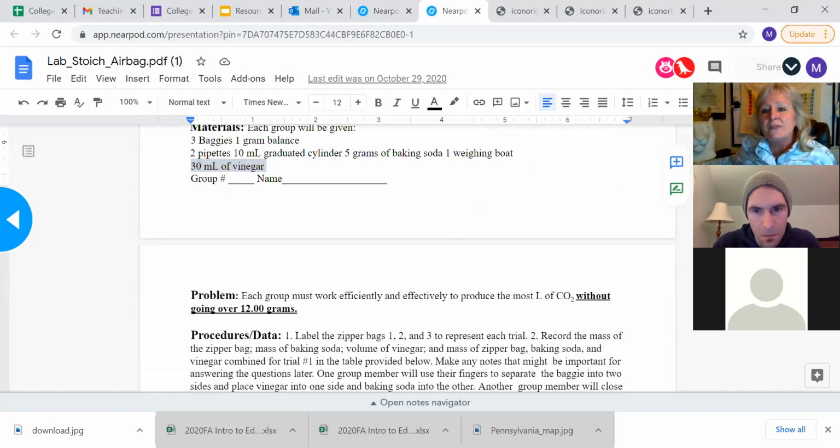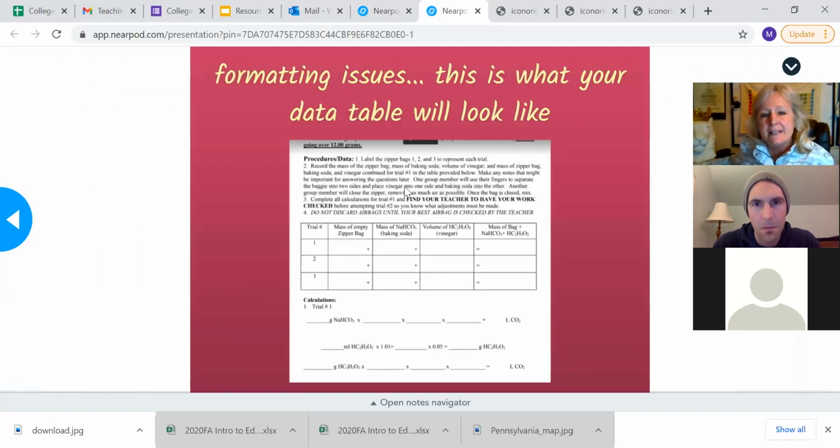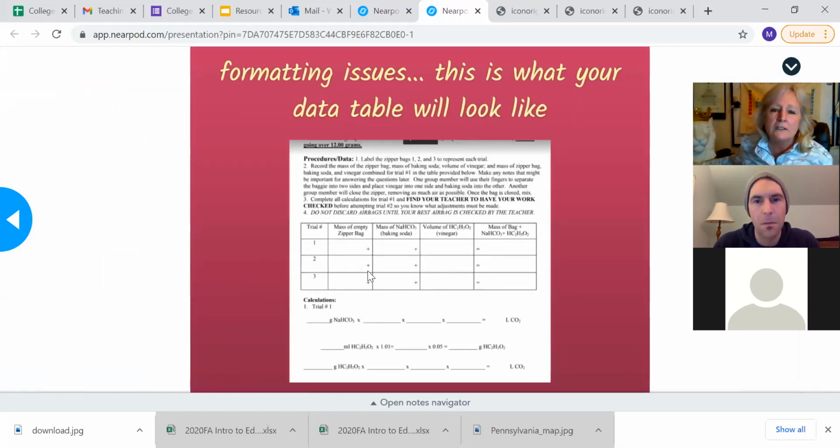So let's take a look at what this looks like. So here's their data table. And again, they would put all of this into their lab notebook. This particular lab was called a lab challenge, so I just let them do it right on the lab paper. But you have the mass of the empty zipper bag. You have the mass of the sodium bicarbonate that you're using, the mass of the acetic acid. And then this last column is the mass of the sodium bicarbonate, the bag and the acetic acid. So they can't go over 12 grams in this column.